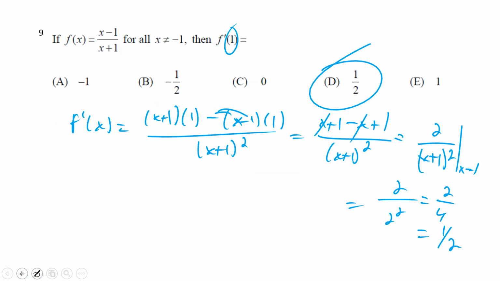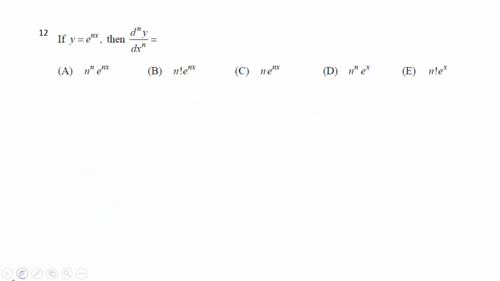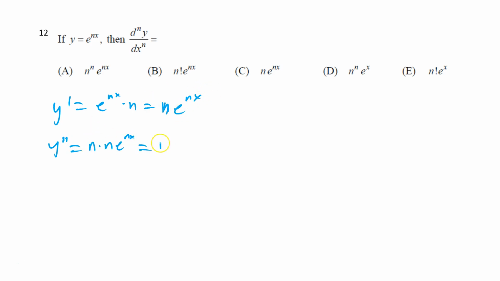Okay, so moving on. If y equals e to the nx, then they want to know the nth derivative of the function itself. So what I usually do here is I find the first few derivatives. So y prime would be, you leave e to the nx alone, then multiply by the derivative of the baby function, which is n. I'd write that as n e to the nx. Y double prime would be the derivative of this guy. So the n is a constant, so forget about it for a second. Derivative of e to the nx is once again n e to the nx. So that is n squared e to the nx.